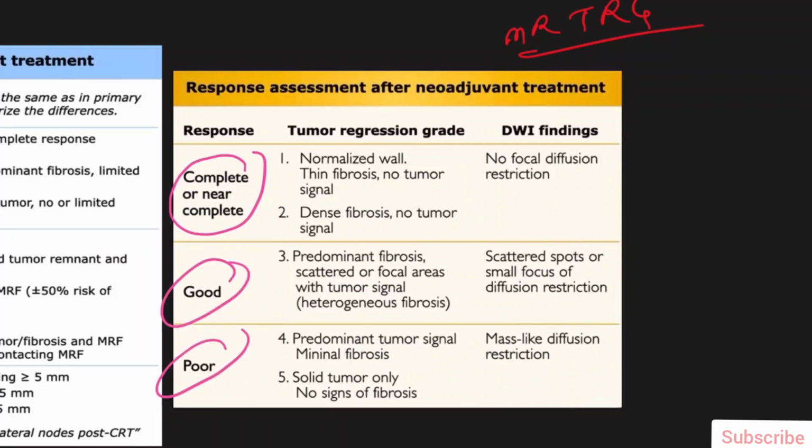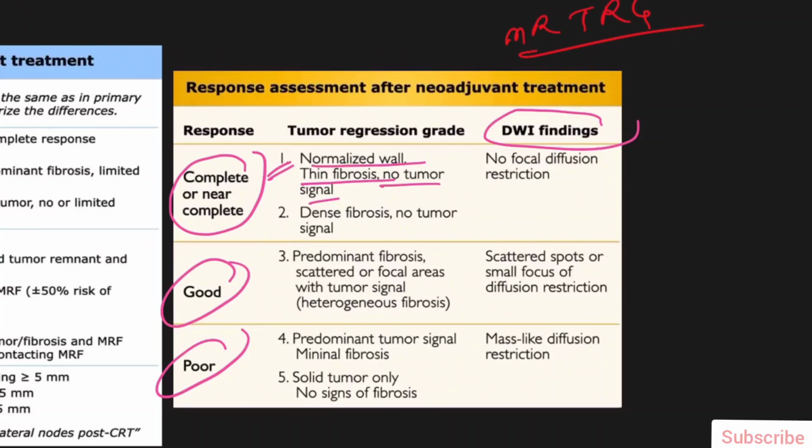So in complete or near complete, for grade 1 there is a normalized wall, there is no tumor signal, or there can be some thin fibrosis. And remember, after neoadjuvant therapy, DWI is a very important sequence, because if there is any viable tumor after neoadjuvant therapy, it would show restriction on DWI images.